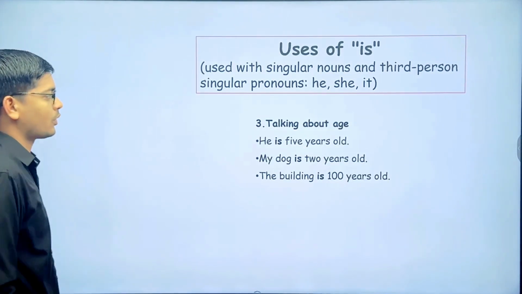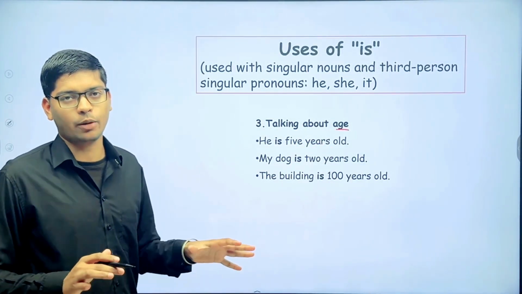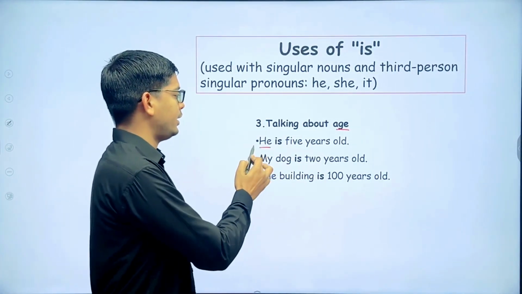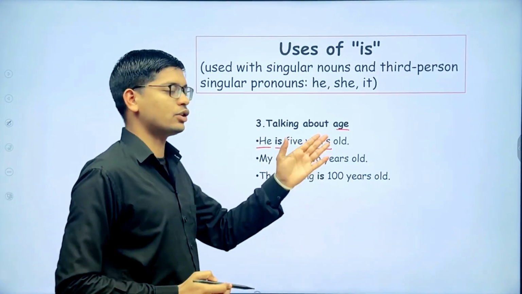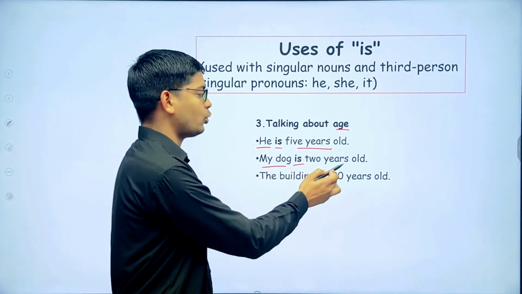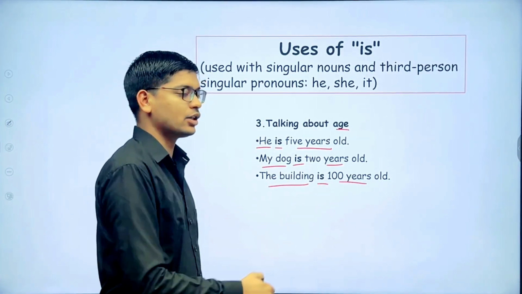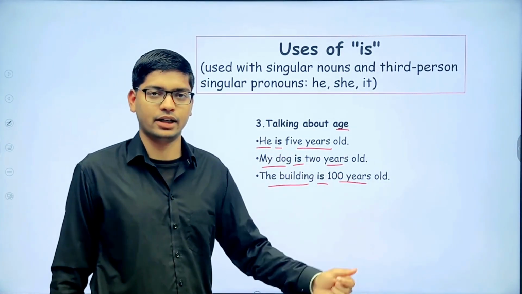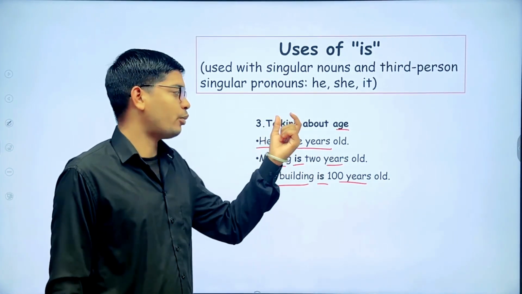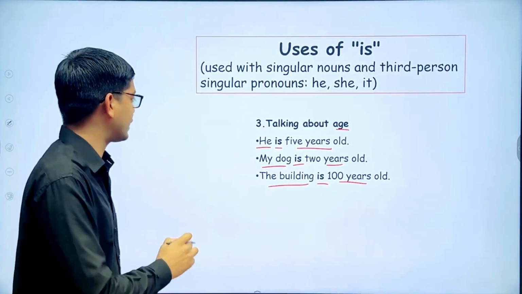Next use of is: talking about age. If you talk about age, you can use is. For example, he is 5 years old. My dog is 2 years old. The building is 100 years old. So you can use is. Okay, next use.